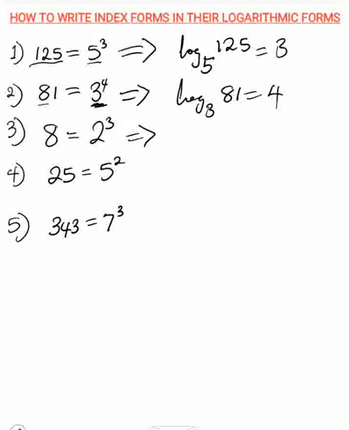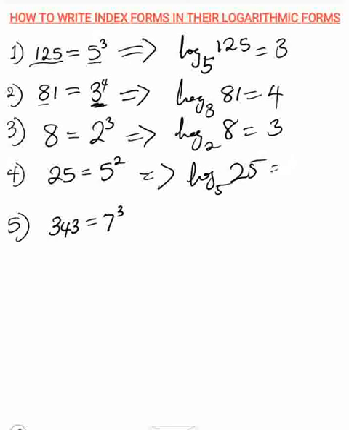So we can simply resolve others like that. Log 8 base 2 equals 3. And this we have log 25 base 5 equals 2. Here we have log 343 base 7 equal to 3. So this is how we transform index forms to their logarithmic form.